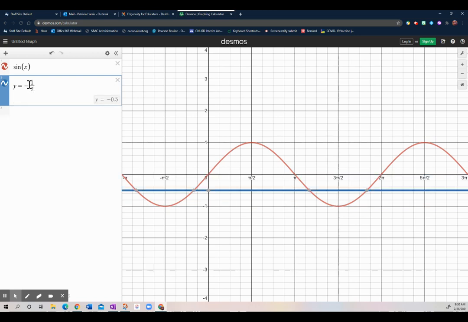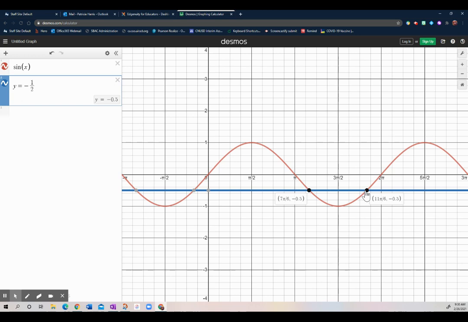Now what you need to do is you need to look at from 0 to 2 pi. So we're looking for where the blue intersects with the red. So that happens at 7 pi over 6 and 11 pi over 6. So that would be your answer. Again, we're looking for intersections because this is an equation.